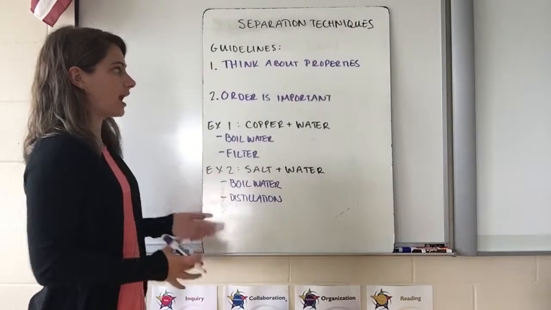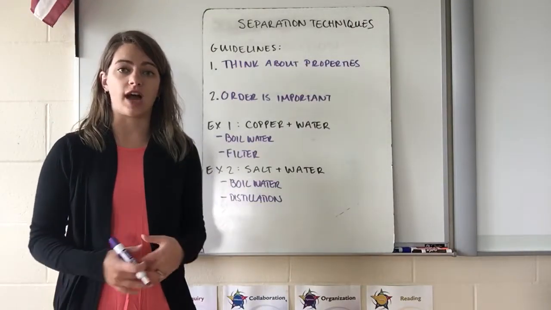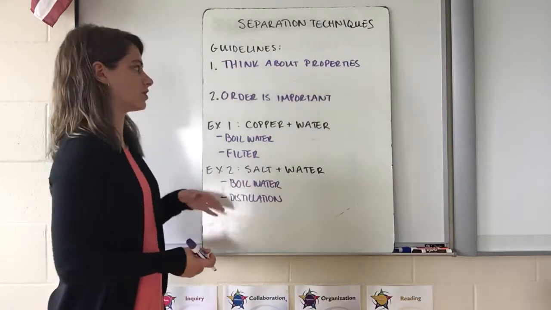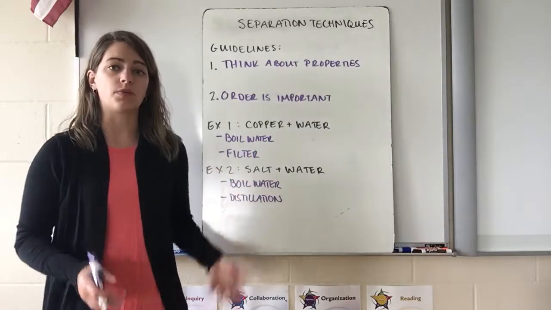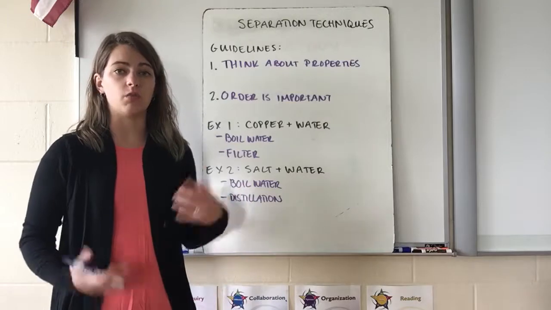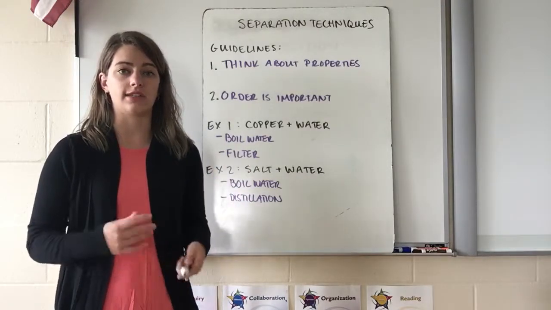When we're looking at our different separation techniques, you're going to do some research to find some of the common ones. You're going to use the internet to do some research on different types of separation techniques. But we need to think about what the properties are, what the order of our different components is, and what we're ultimately trying to get. Those are what you're keeping in mind when you're choosing a separation technique.